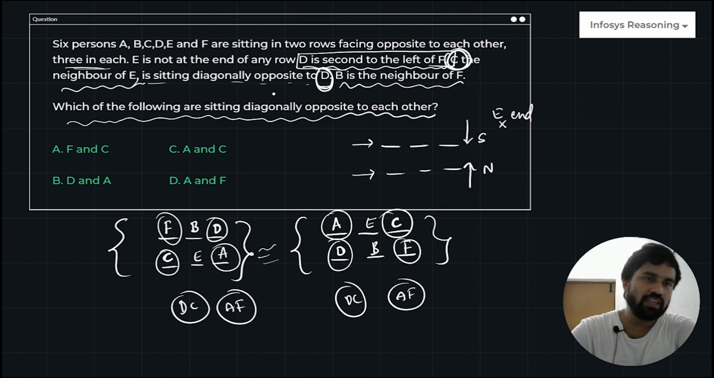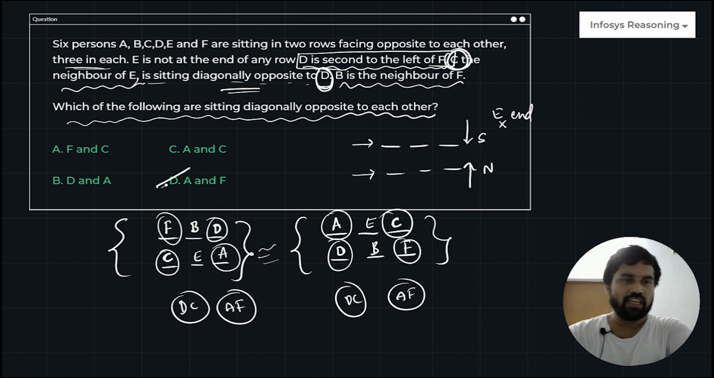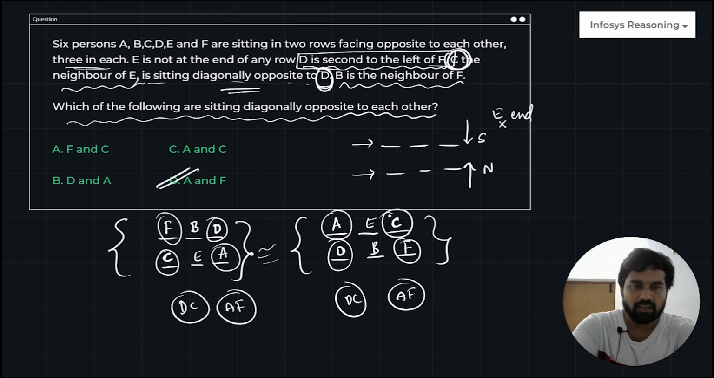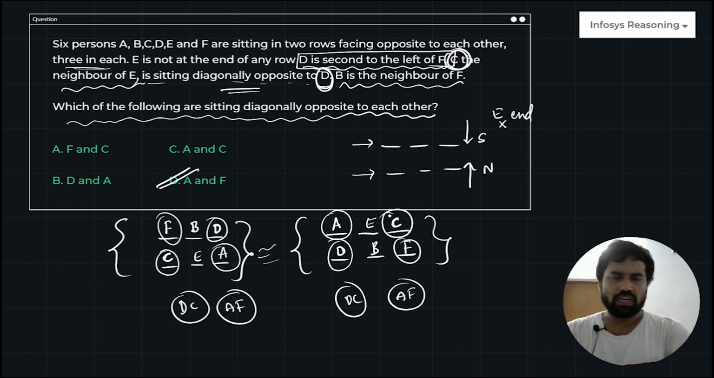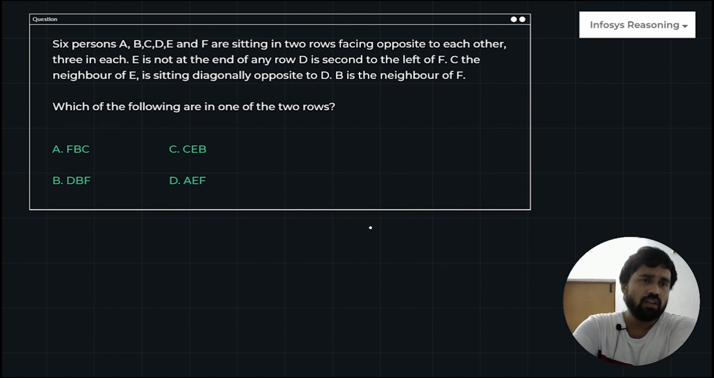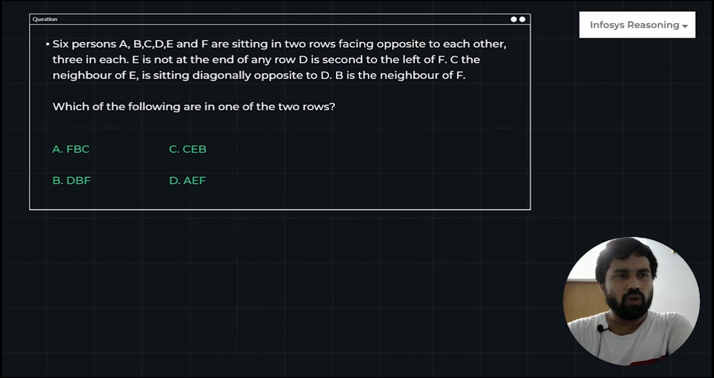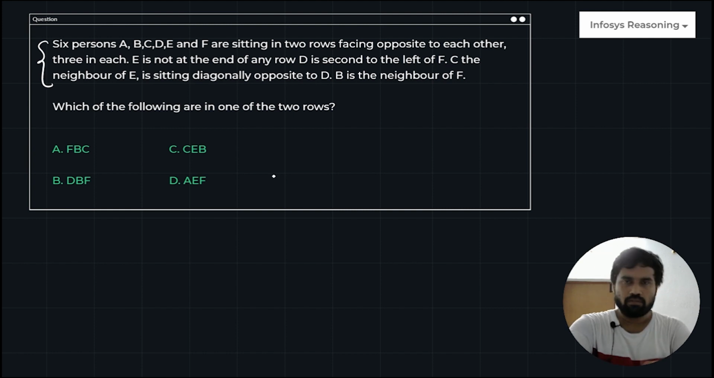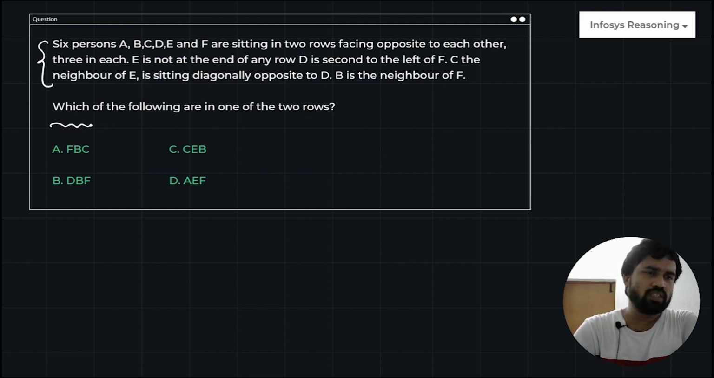DC is already given in the data, so they will never give it in the options. So directly our answer is AF, option D is correct. So this is how we can do this. Based on the same data, I have also taken one more example. Just look here. If you want to try it once on your end, please try to answer this question. But I already solved this, so I'm going directly to the question.